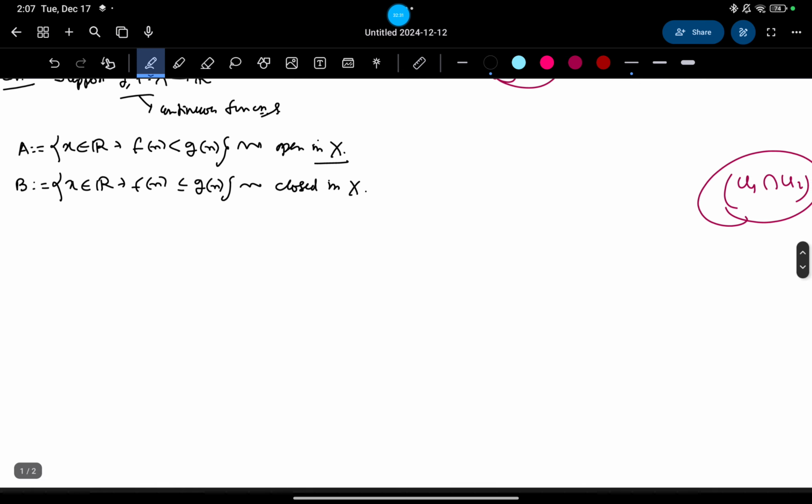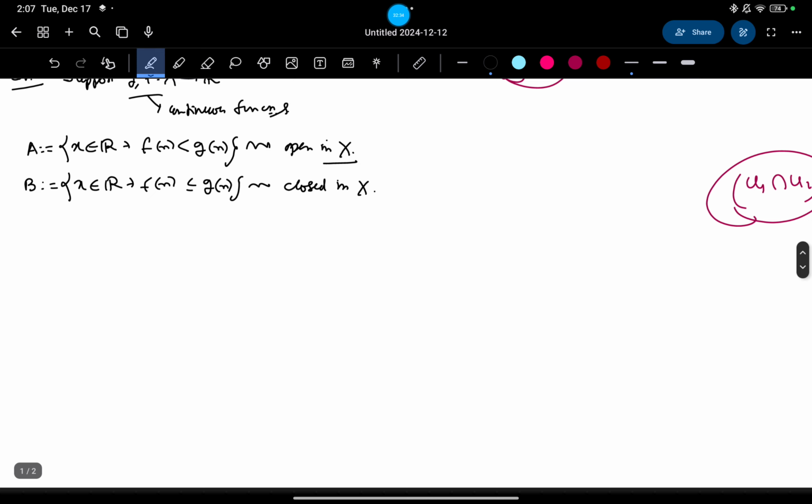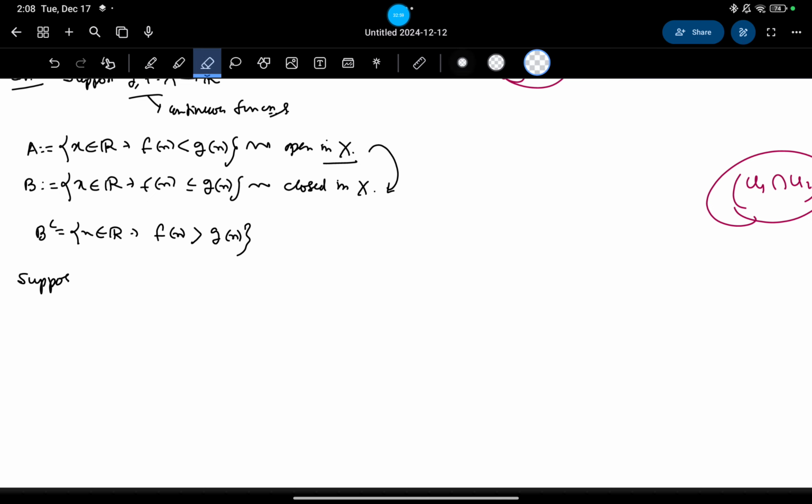So you see that, in fact, this is a generalization of this, because once A is open, that means B complement is nothing but all x belonging to X such that f(x) is strictly larger than g(x), and you already proved that one side is open itself. Okay, so how to prove it? Suppose, I'm sorry, it should be capital X, yeah.